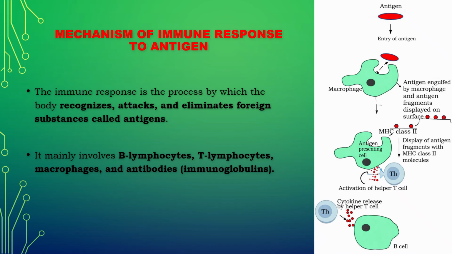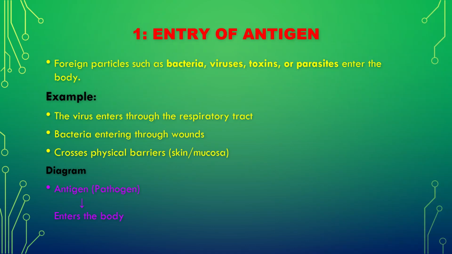The immune response is the process by which the body recognizes, attacks, and eliminates foreign substances called antigens. It mainly involves B lymphocytes, T lymphocytes, macrophages, and antibodies. Antibodies are nothing else than immunoglobulins. The stages of immune response.